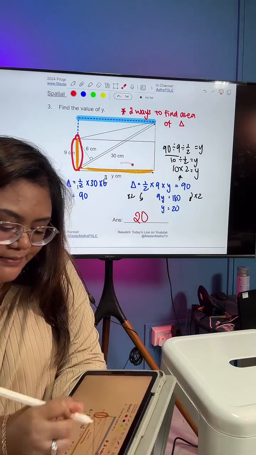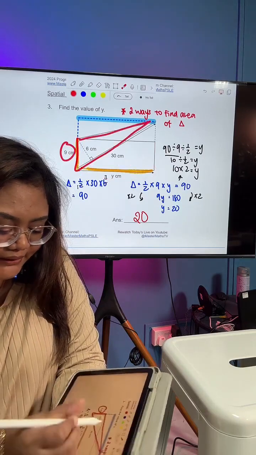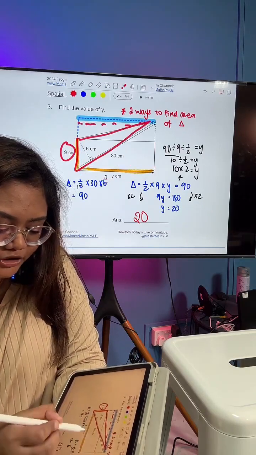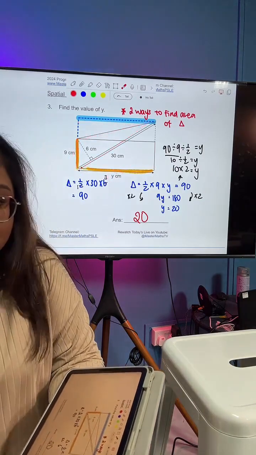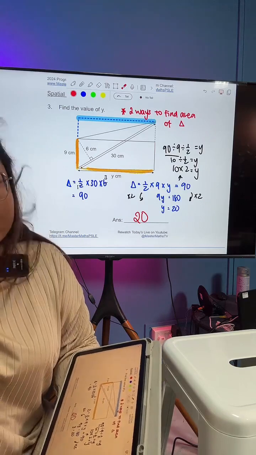Because half times base times height. Base of the triangle is 9. Then the height will be this part, which is y. Half times base times height. Okay? Understand, Nela? The rest of you okay?